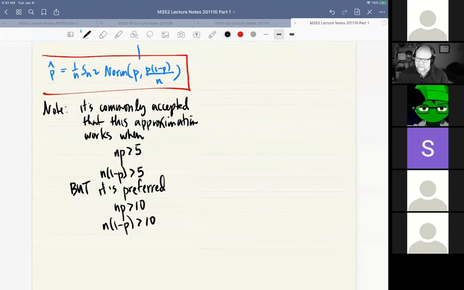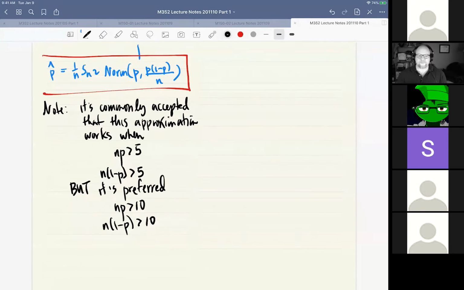So if both of those numbers are bigger than 10, you're golden. If you're between 5 and 10, I think you just need to be careful. You do it and see what happens. But it's accepted that 5 is sufficient. Anything smaller than 5, you should say you can't apply the central limit theorem to your estimator for proportion. But if both of those things are bigger than 10, you're really good to go. All right, so let's do an example and we'll call it a day.